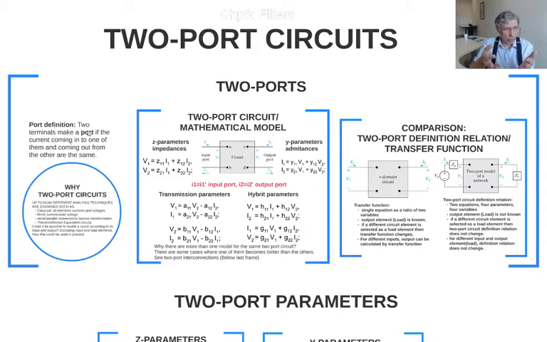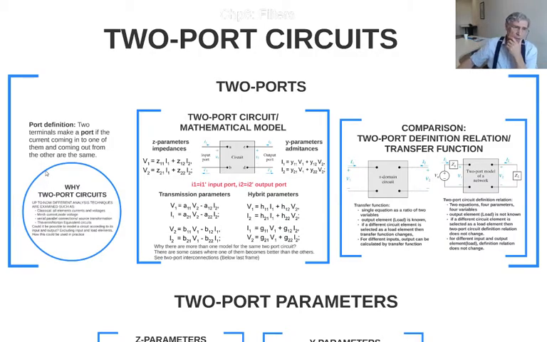So in practice what I am saying is this. Consider two terminals. One of the terminals, a current goes into that terminal, and there is another terminal of which current is coming out of the terminal. If those two terminal currents are equal to each other, then these two terminals are called a port. You might consider that all the elements could be a port, but there are some exceptions. I will explain it later on.